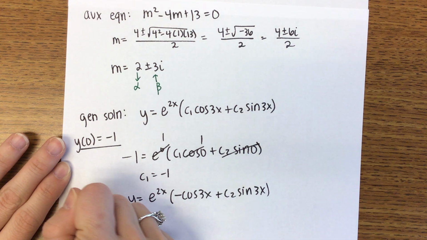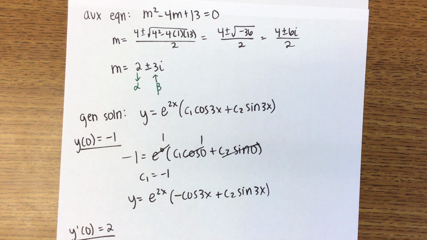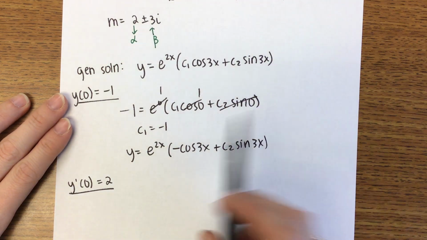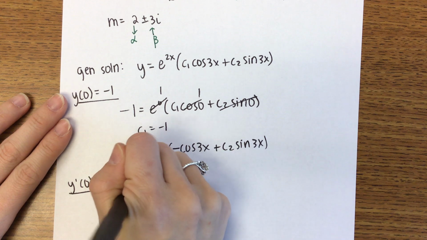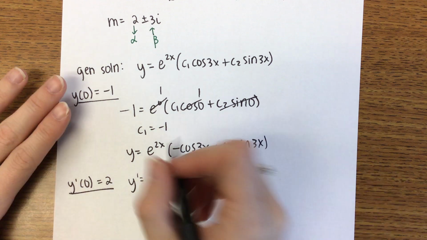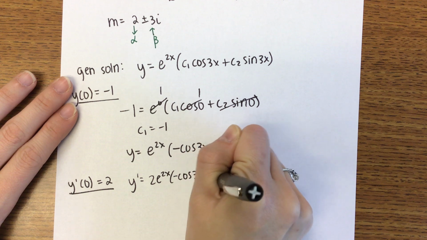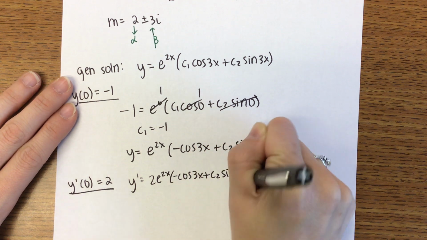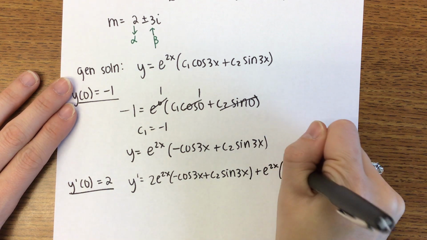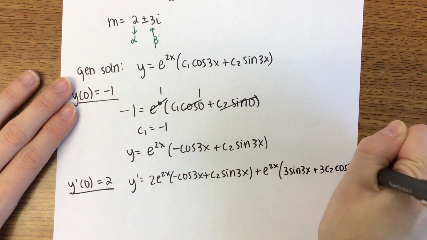Our next condition was y prime of 0 equals 2. We're going to have to find the derivative of this. You're going to use product rule. So we get 2e to the 2x, negative cosine of 3x plus c2 sine of 3x, plus e to the 2x times 3 sine of 3x plus 3 c2 cosine of 3x.